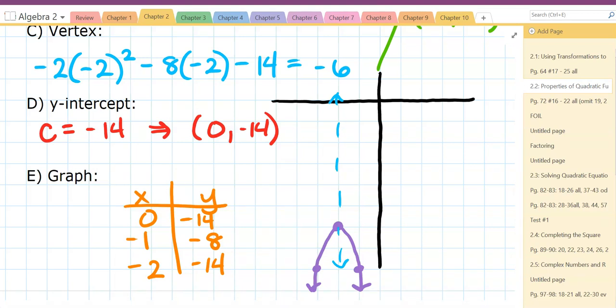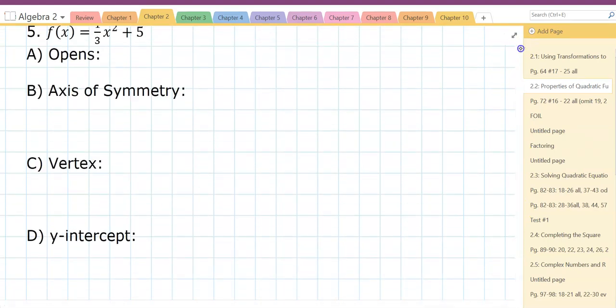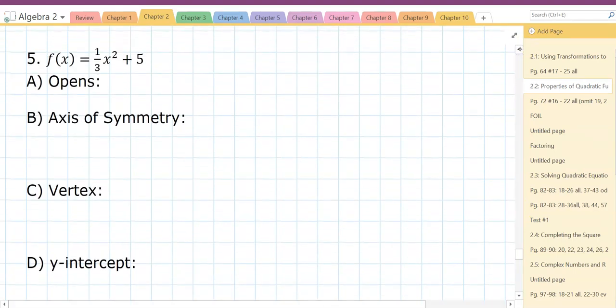I've got one more that I want us to do together. This one we have 1/3 x squared plus 5. Even though it has a fraction, it changes nothing about this problem, okay? You're going to go ahead and just do this exactly like we did before. You're just going to have to work with that 1/3 a couple of times.